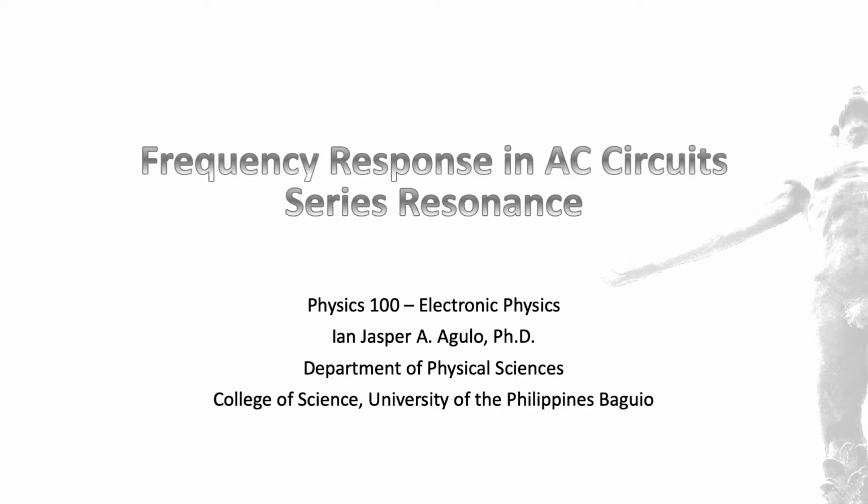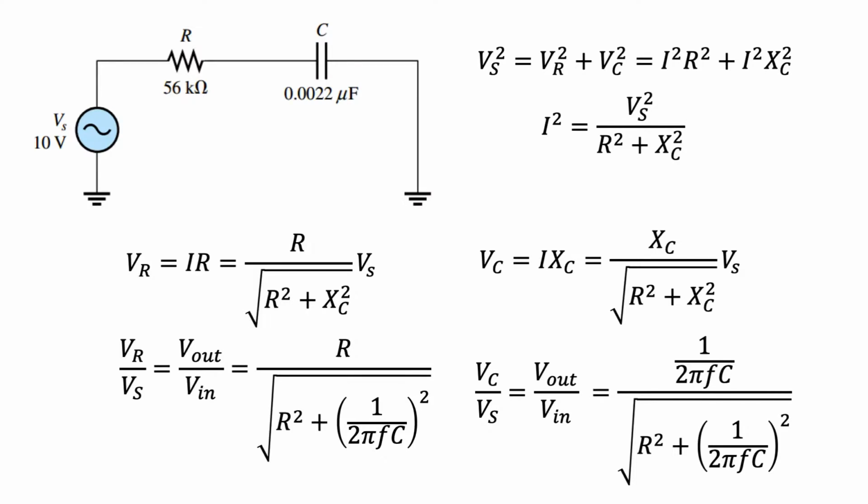In this lesson, we'll talk about the response of AC circuits in the frequency domain for the series RC, RL, and RLC circuits. We'll begin with a basic RC circuit with an AC source, as shown. Here we have a 10-volt AC source, a resistance of 56 kiloohms, and a capacitance of 2.2 nanofarad.